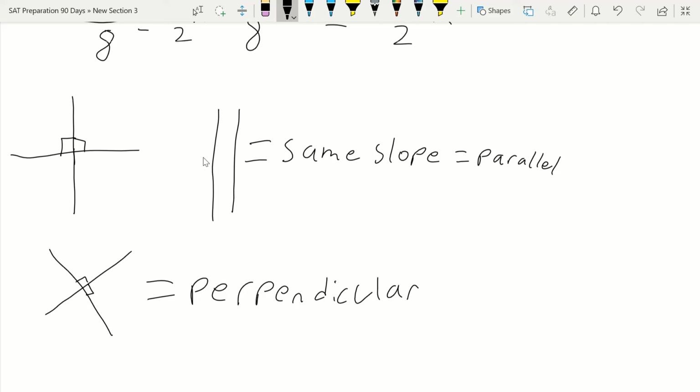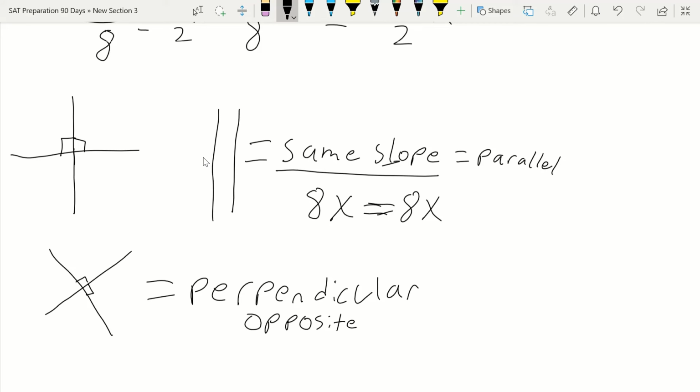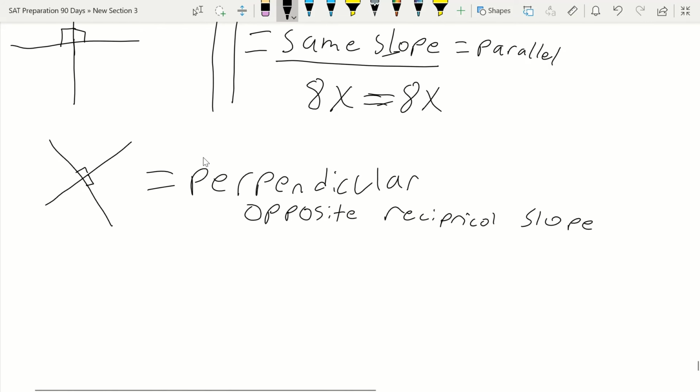So now the slope, like I said, for parallel lines is the same, right? So if we had 8x as one slope, then 8x is going to be the other one's slope. Now for perpendicular lines, they do not have the same slope. They have what's called the opposite reciprocal slope. That could also be called the negative reciprocal slope. Either way, whatever you want to put, the opposite here is referring to the sign. So opposite sign reciprocal slope, or you could also think of it as the negative reciprocal slope.